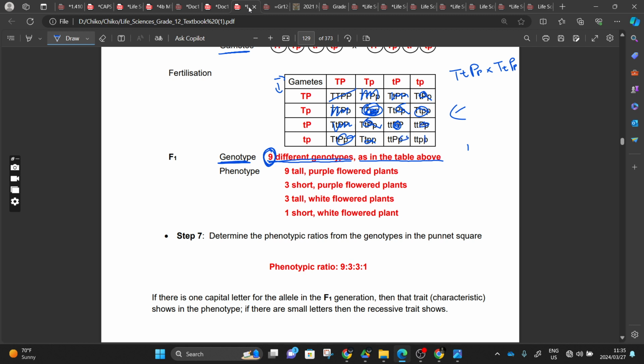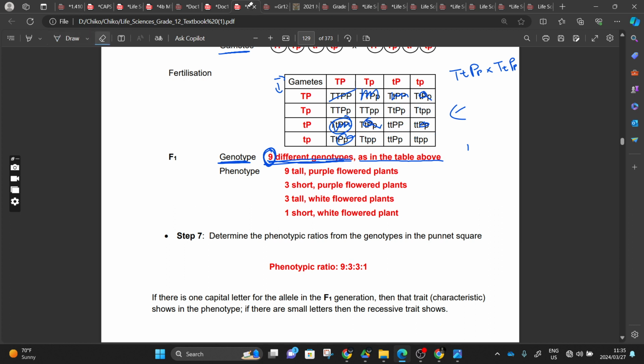Then when you say nine different genotypes, you are going to say one, two, three, four, five, six, these two, six, seven here, and then eight, these two, and then nine, this one. Hence, we said nine different genotypes. So you see, I hope you saw that.